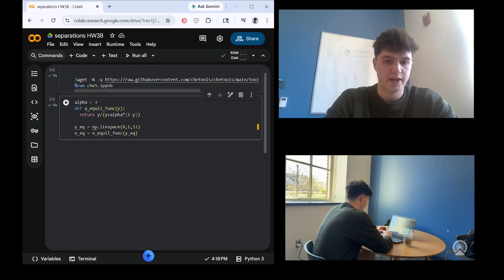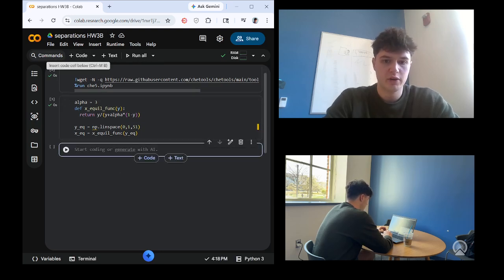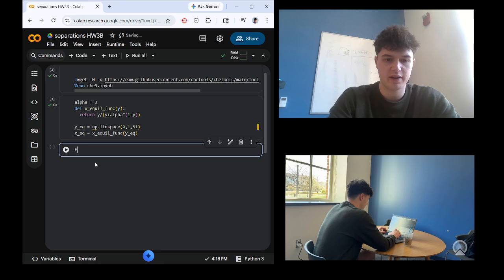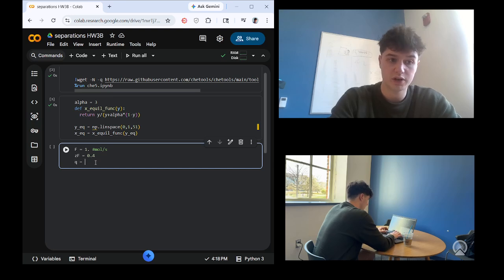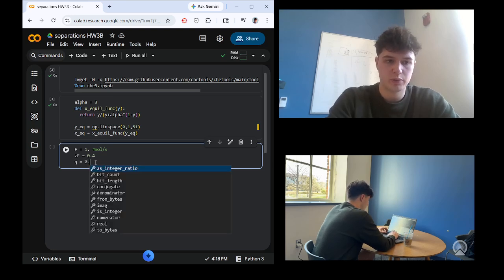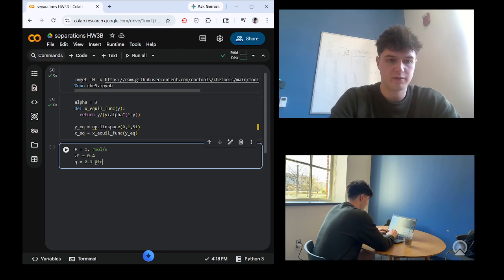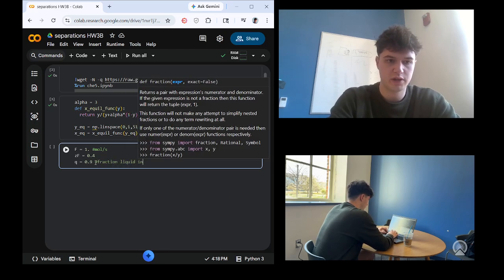Good. Now, we will be adding another line of code, and now we will be defining a lot of our variables. The first one is going to be F, which is our feed, and our feed is going to be 1 mole per second. So we will label that mole per second. And then we also need our zf variable that we got, which is 0.4. We need our q, 0.9, and this is going to be the fraction liquid in feed.